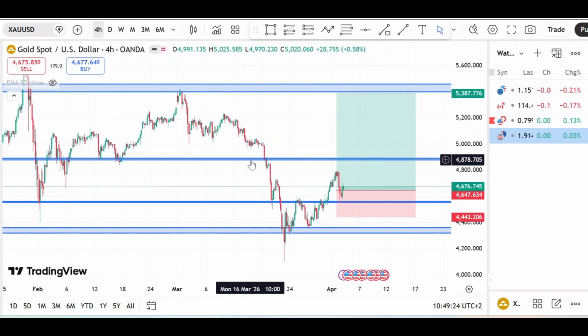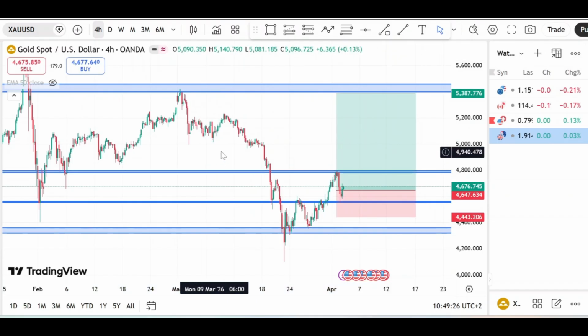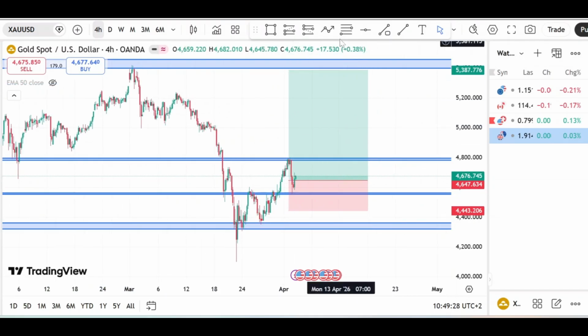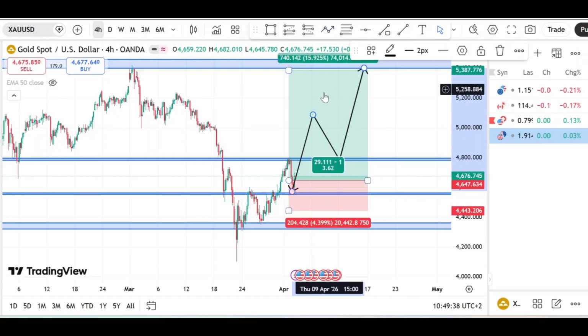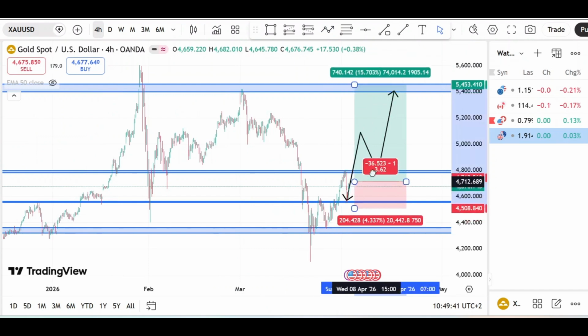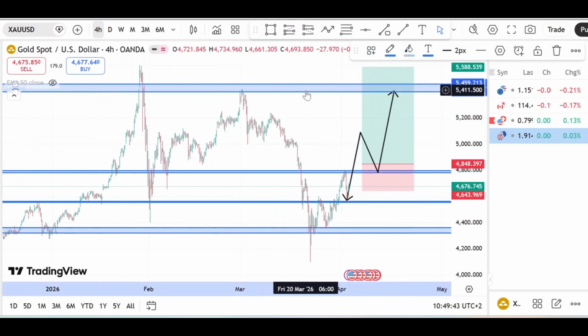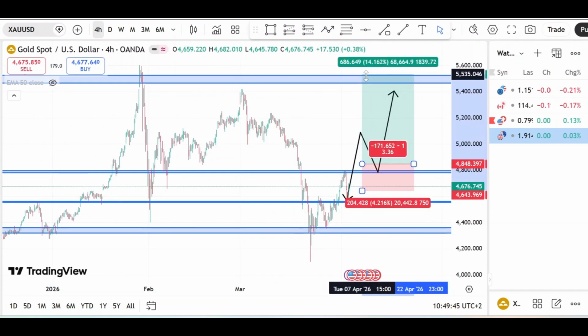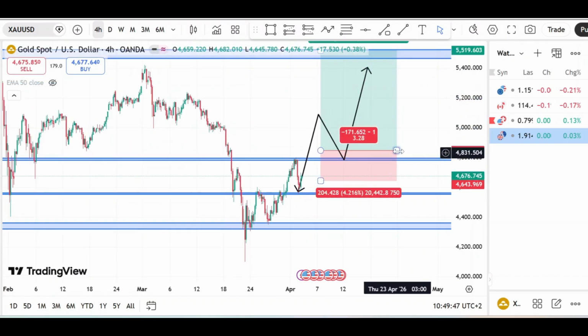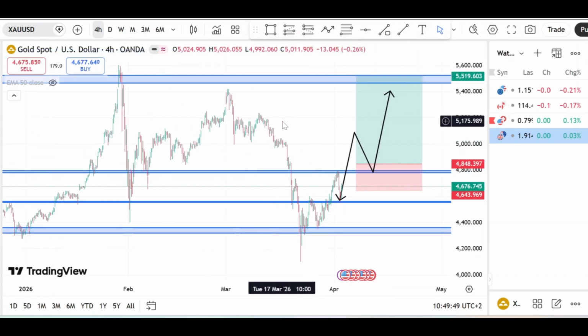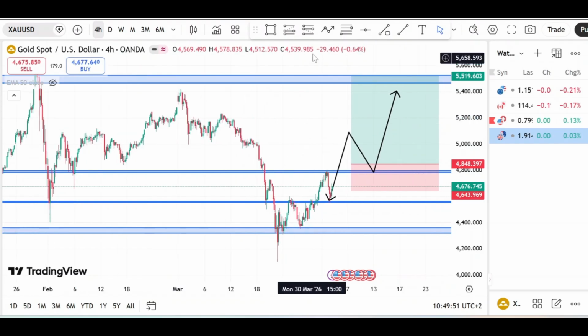But because we are not too late, we can expect that after another change of character here, after a break of this structure to create another higher high here, you can capitalize on this new higher low, and then we enter for a buy. So we can sit tight and wait patiently for another setup to form on this H4 time frame.